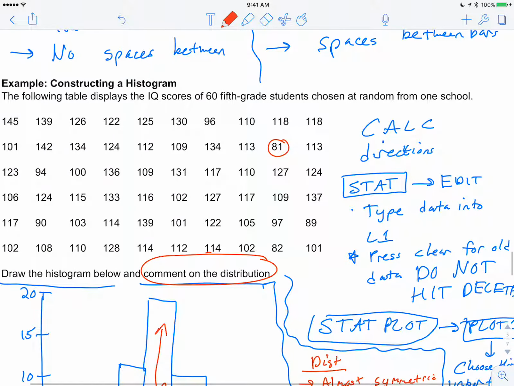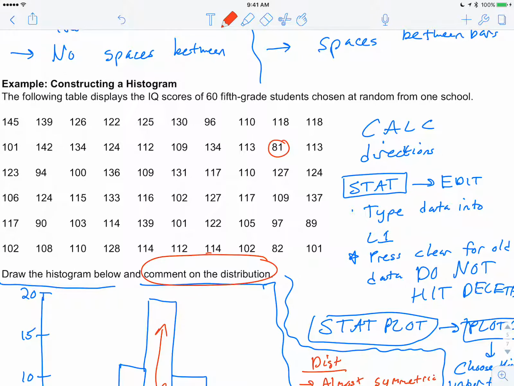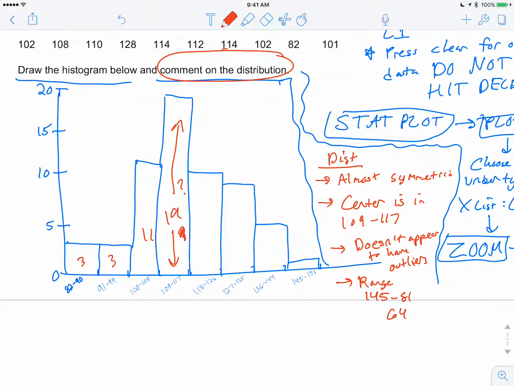I mean, it says the table's IQ scores of 60 fifth graders chosen at random from one school. It doesn't say make a comment on the IQ scores. It simply says what's the distribution, what's it look like. Don't draw any conclusions yet. That'll be further in the future.